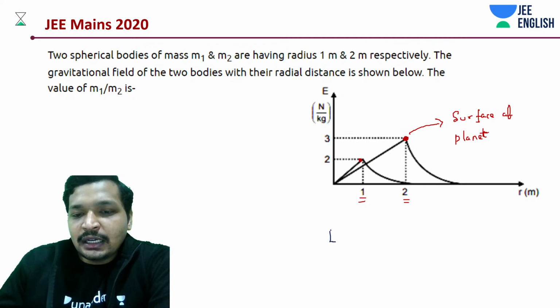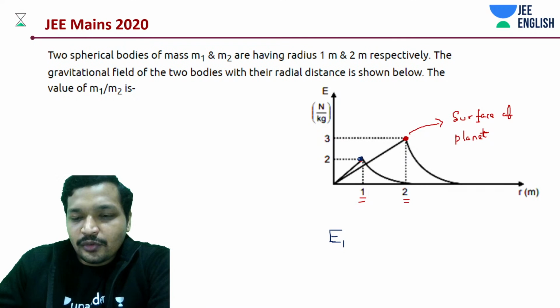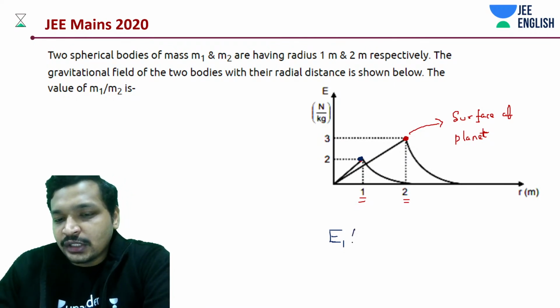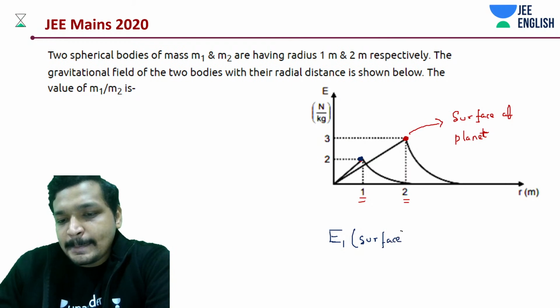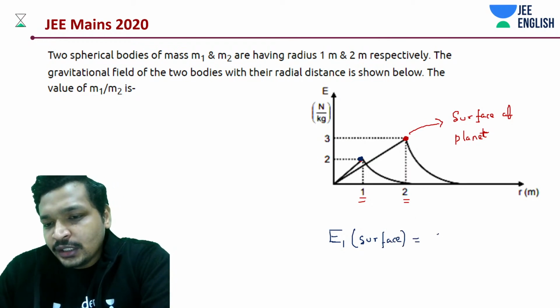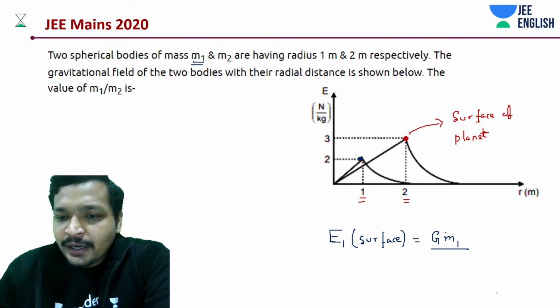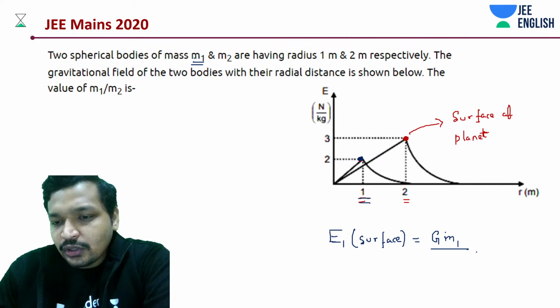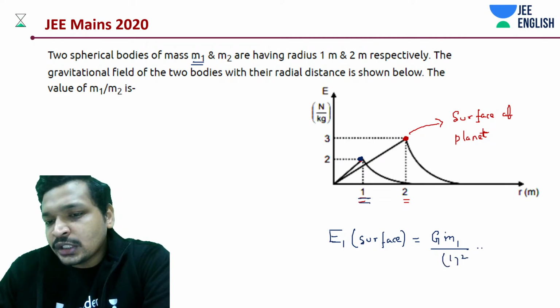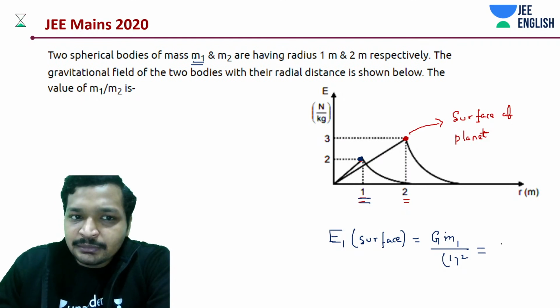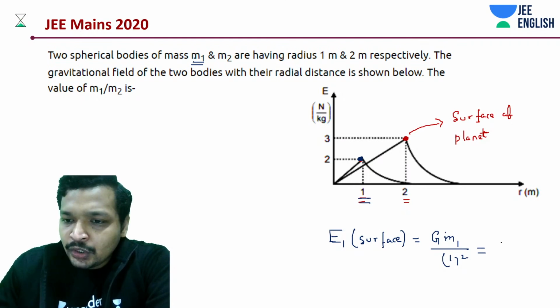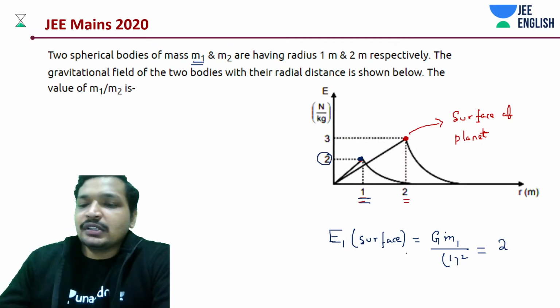We know that let's call this to be like E1. Okay, max. We are just talking about E1 max, or on the surface. How much is this? This is going to be G into some M1. We don't know what is this M1 value of that spherical body. Okay, divided by 1 square radius of that body is equal to how much? Basically something like 2. Very simple. It's all in essence, but anyway, you're just going to take the ratio.